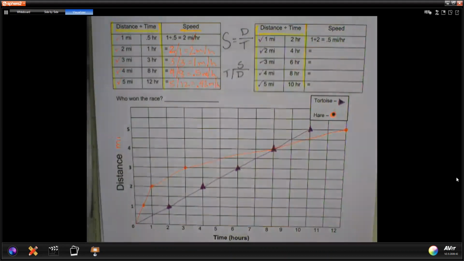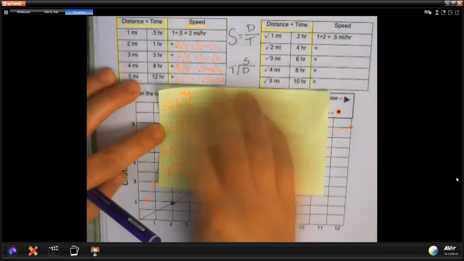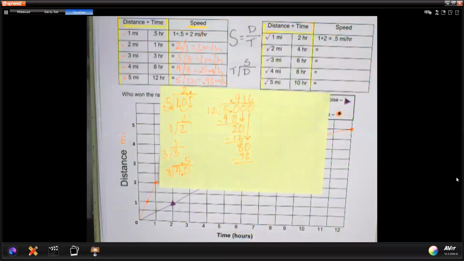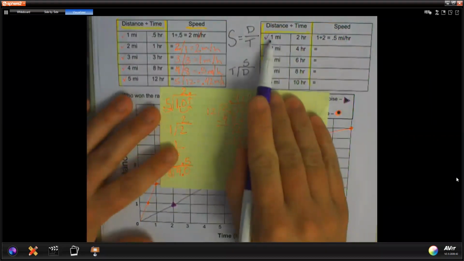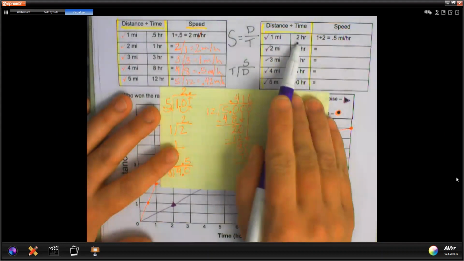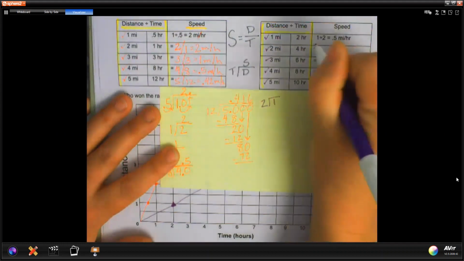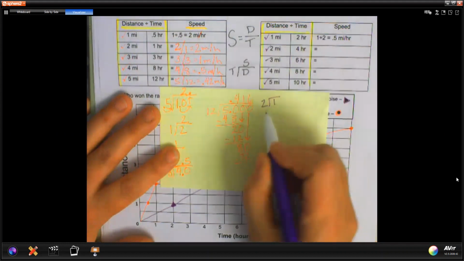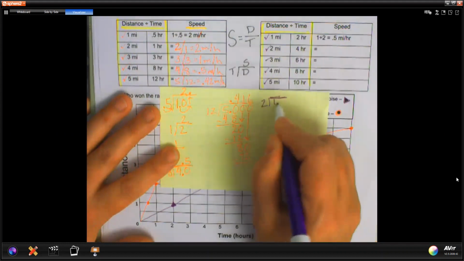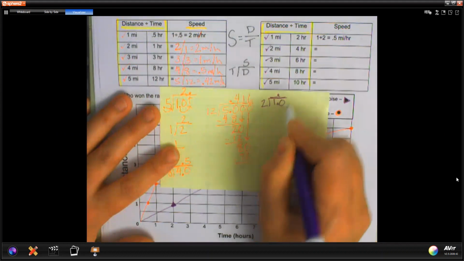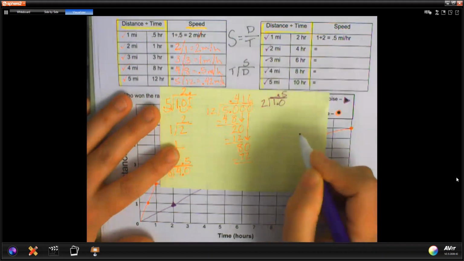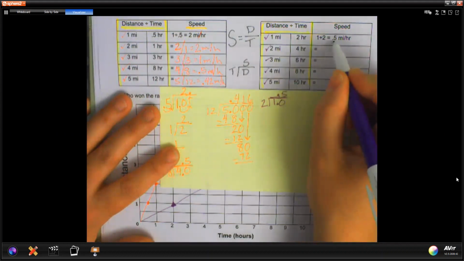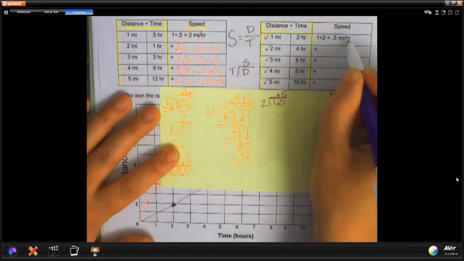Now for calculating the speed, once again, they already did the first one for us. We have distance divided by time. So 1 mile divided by 2 hours. They've set it up here. We have to add the decimal to be able to do this. Now 2 goes into 10 5 times. That's how they got the 0.5 miles per hour.